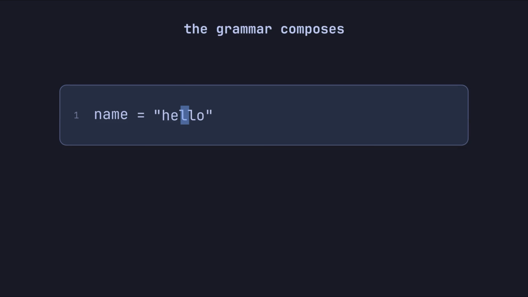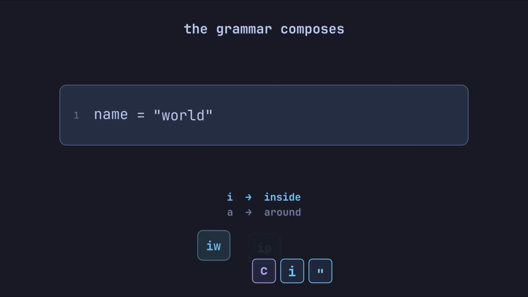Then text objects. This is where it gets addictive. A motion just moves the cursor. A text object grabs structure. See, CI quote changes inside the quotes, no matter where the cursor sits. I means inside. A means around. IW, a word, IP, a paragraph, IT, a tag.